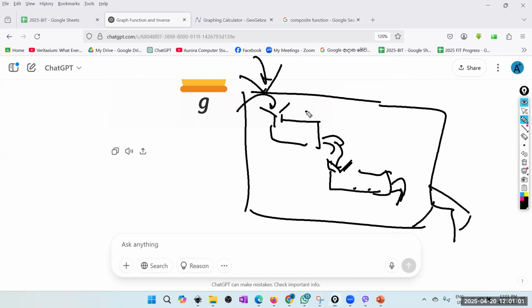For example, if this f(x) is x squared, if this g(x) is x plus 1, then this is something like x squared plus 1. Okay, x squared plus 1. If it is the other way, g of f(x), it is like (x plus 1) squared.